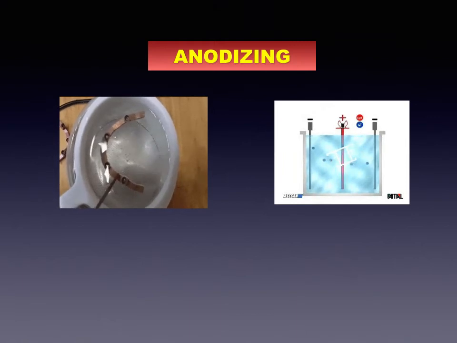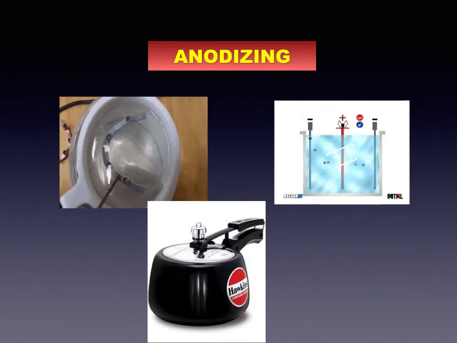hydrogen gas is released at the cathode and oxygen gas at the anode. A reaction with oxygen occurs and a layer of hydrated aluminum oxide is formed on the anode, that is the aluminum article. This layer can be made attractive by adding colors in the cell during electrolysis. We use anodized cooking utensils like griddles and cookers.